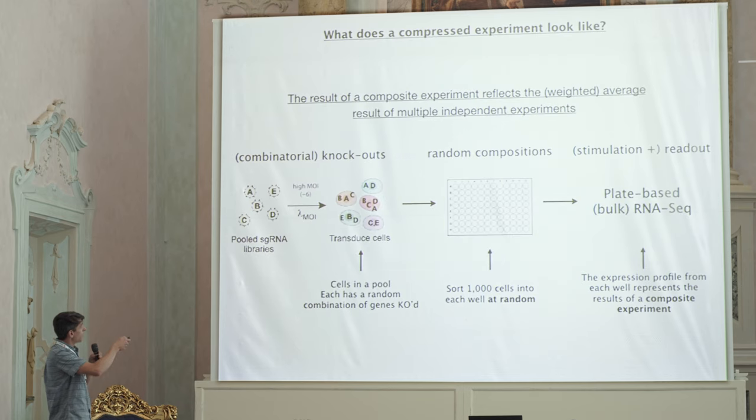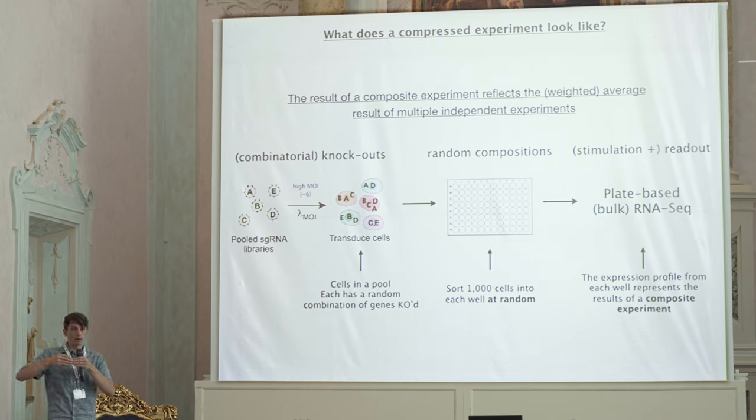We can also ask, what does a compressed experiment look like? So those were compressed measurements that I showed on previous slides. A compressed experiment tells you the average result of multiple independent experiments. So just like a composite measurement told you the average result or net abundance of multiple genes, a composite experiment tells you the average outcome of multiple individual experiments.